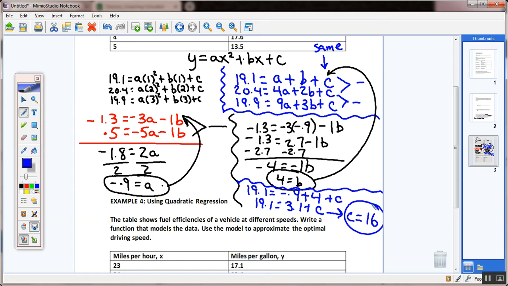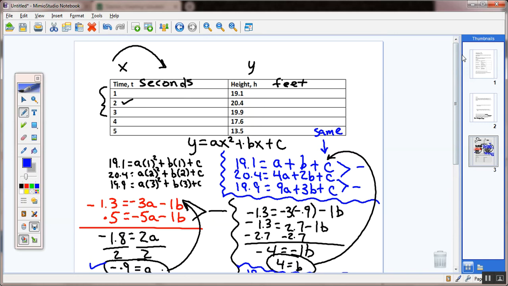All right, kids, right here then. We've figured out what A is. What's the A value? -0.9. What's the B value? 4. And what's the C value? 16. So to write an equation to model this data, how many points did we choose? 3. How many equations did we write in standard form? 3. And we use the things that we know about systems of 3 equations with 3 unknowns to solve for A, B, and C. So to write a path for this data, we would end up with the following.